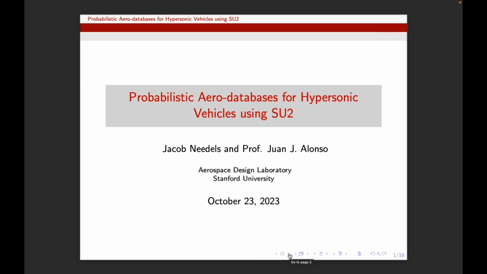So today I'm going to be talking about work that we're doing in our group to utilize SU2 in building probabilistic aerodatabases for hypersonic vehicles.